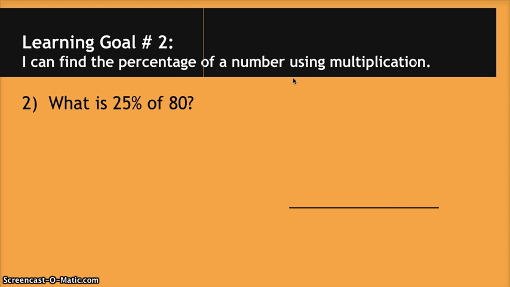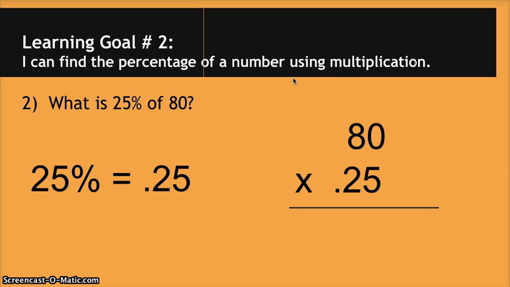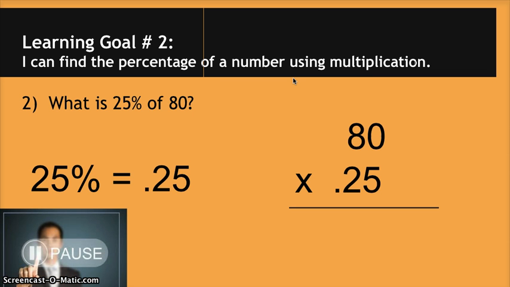Let's try problem 2. What is 25% of 80? Again, we'll change 25% into a decimal, 0.25, and we have 80 times 0.25. Go ahead and pause the video and solve the problem.